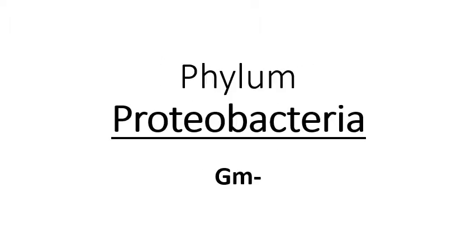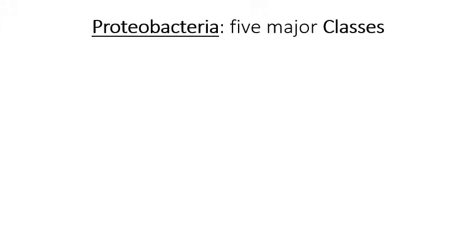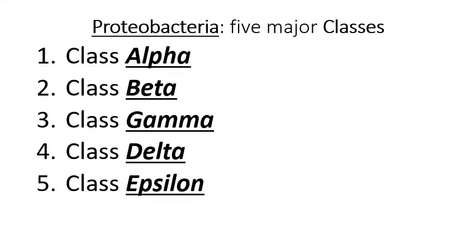So let's start with the important gram-negative phyla, starting with the largest one, the phylum Proteobacteria. Again, they are all gram-negative. There are 5 major classes of proteobacteria.